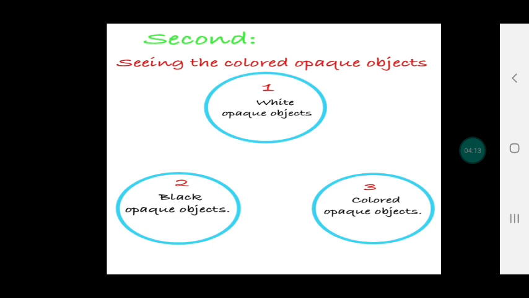So, seeing the colored opaque object. Number 2 is seeing the colored opaque object. We will divide the opaque objects into 3 types. Number 1, white opaque object. Number 2, black opaque object. And number 3, colored opaque object.